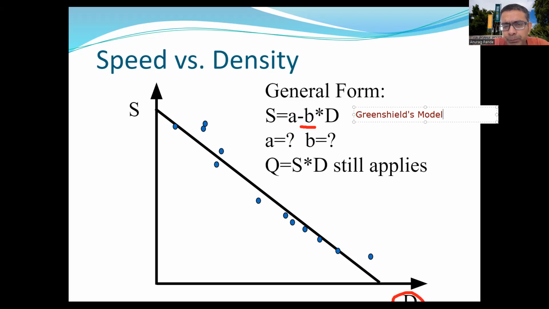You can then derive the parameters of this relationship, with speed and density being the variables. So this S and D are the variables of this relationship.